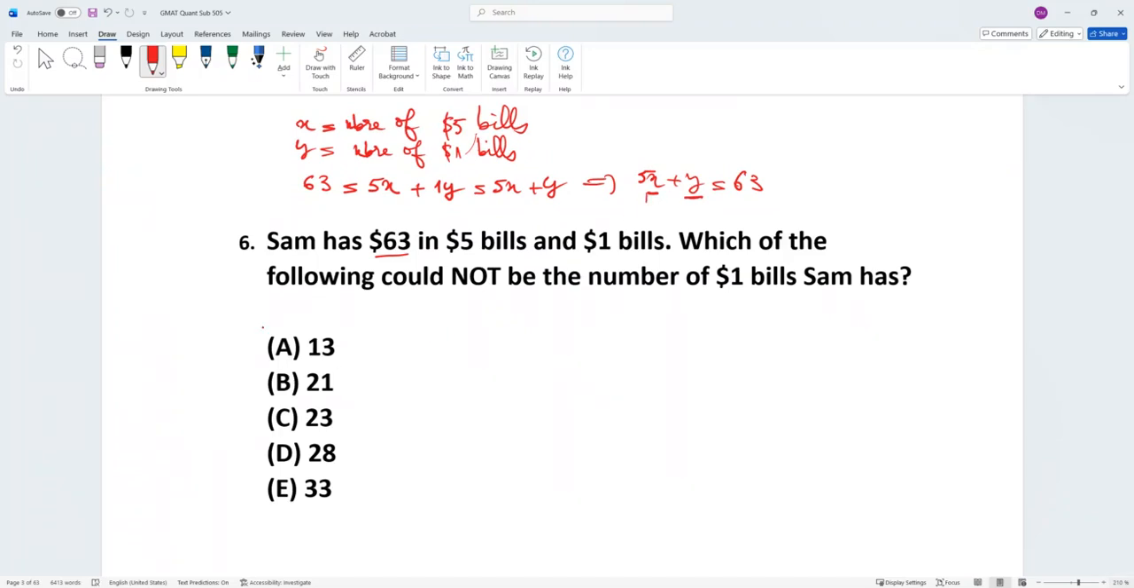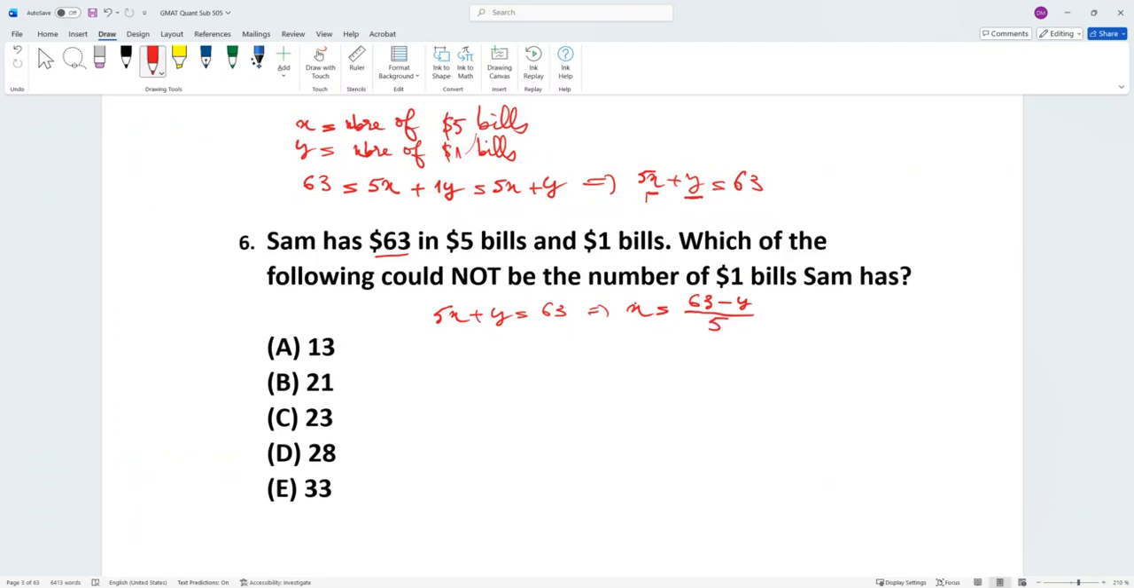Okay, and we are going to use these answer choices to actually determine that. We will say, for example, this one here, 5x plus y is equal to 63, will lead us to have x being equal to... so this can lead us to say that x is equal to 63 minus y over 5.